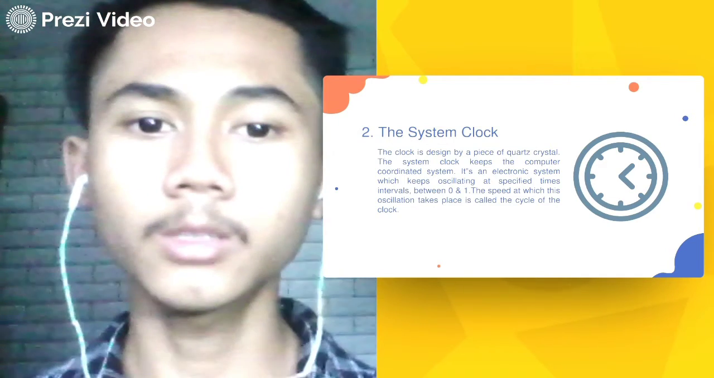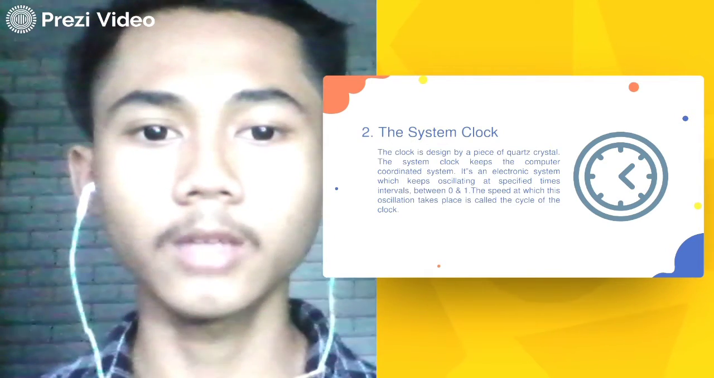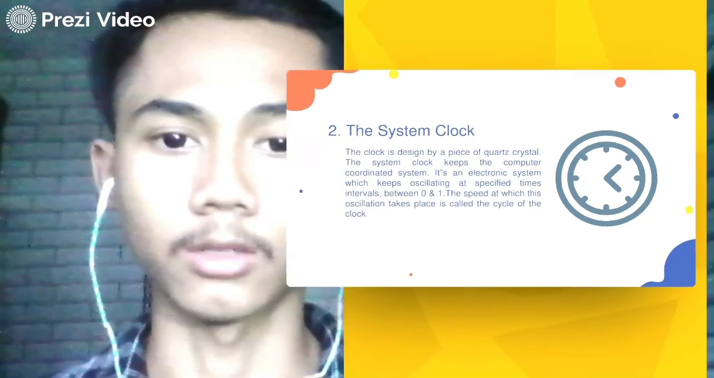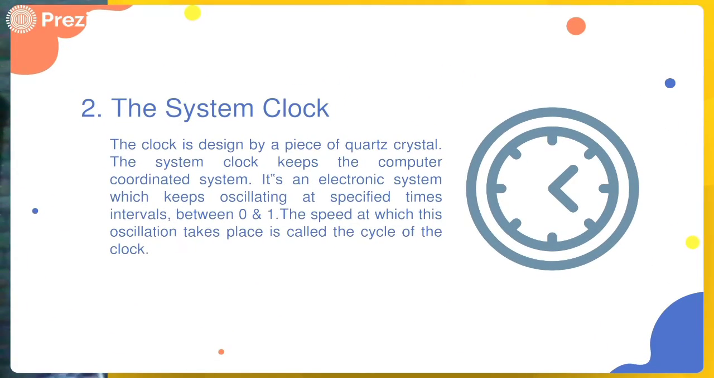Next, the system clock. The clock is designed by a piece of quartz crystal. The system clock keeps the computer coordinated. It's an electronic system which keeps oscillating at specified time intervals between 0 and 1. The speed at which this oscillation takes place is called the cycle of the clock.